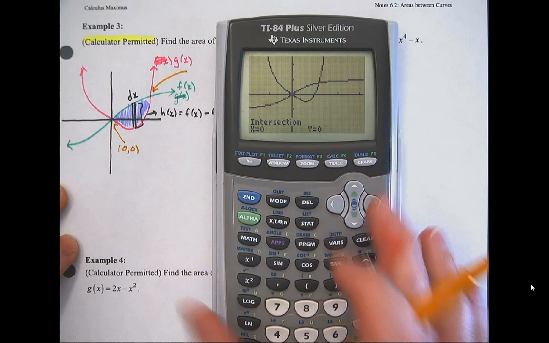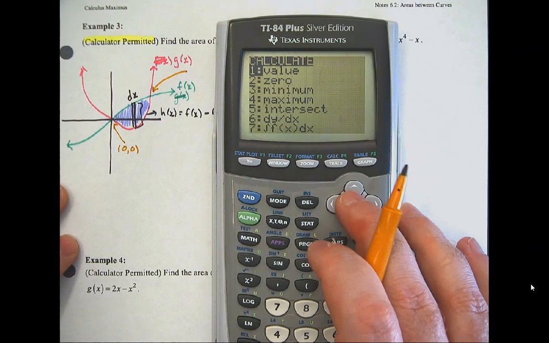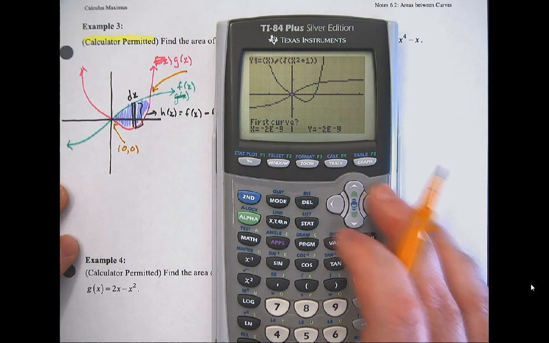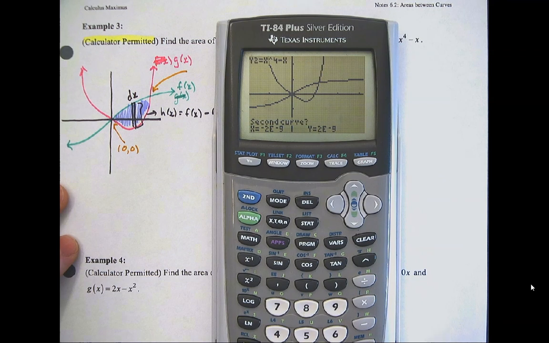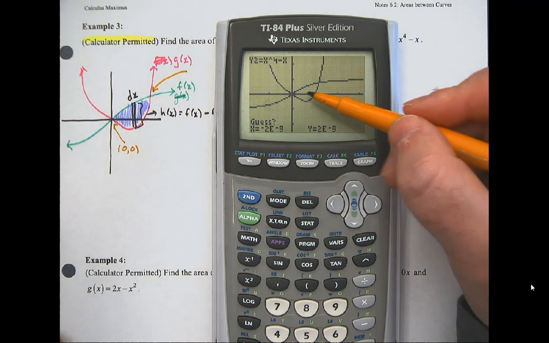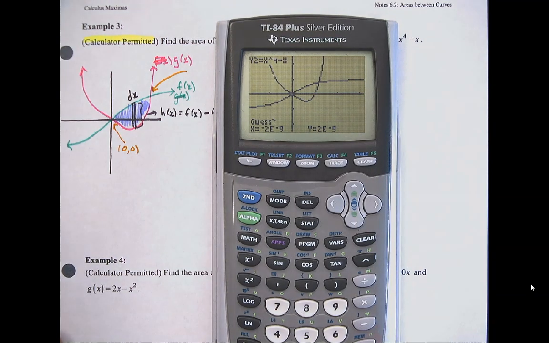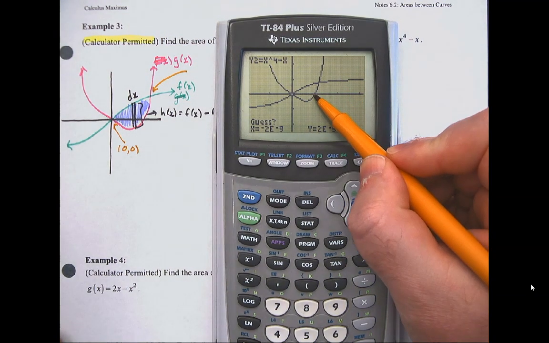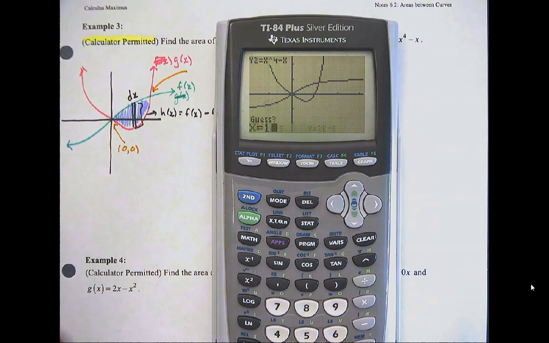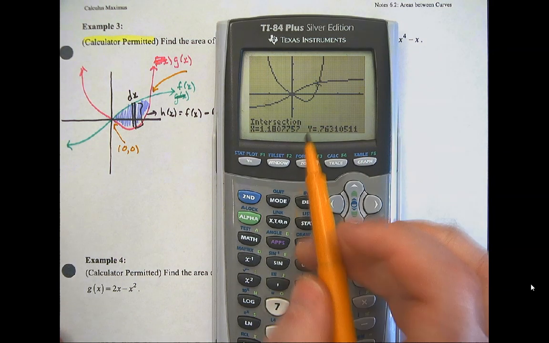So I'm going to go back to my calc. I'm going to go to intersect. First curve, enter. Second curve, enter. And then when it says guess, that's when you're allowed to type stuff in. So I'm thinking this is around 1. I don't think it's 1 because that's 1. Yeah, it's definitely not 1. But let's see if it's near. I know it's near 1, and it's 1.0.